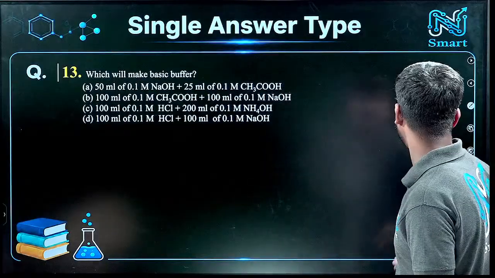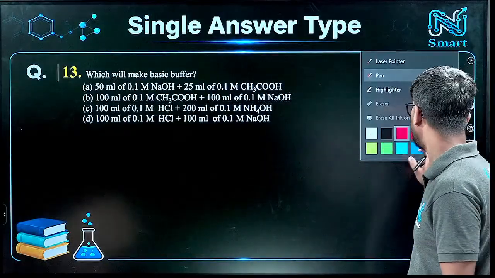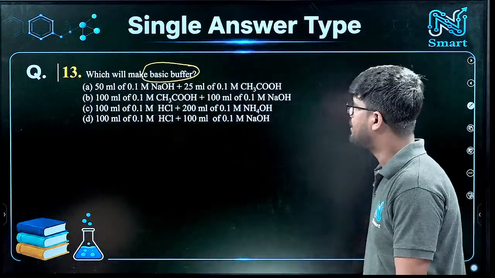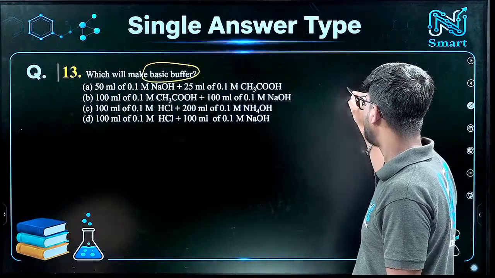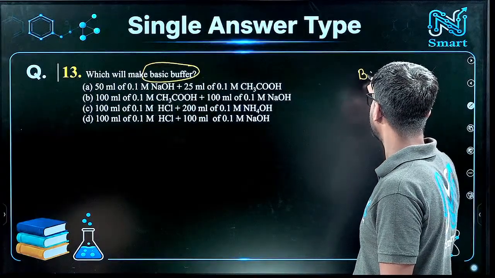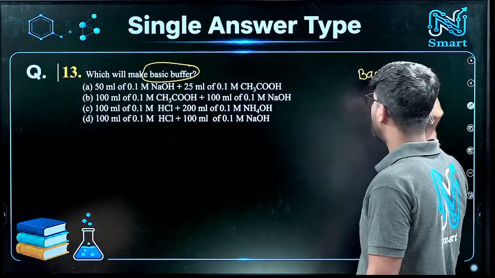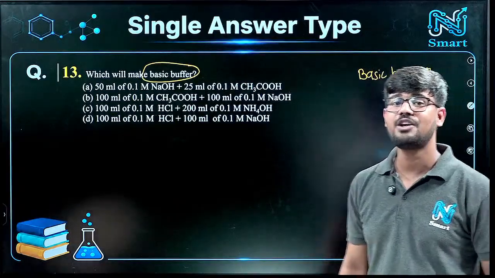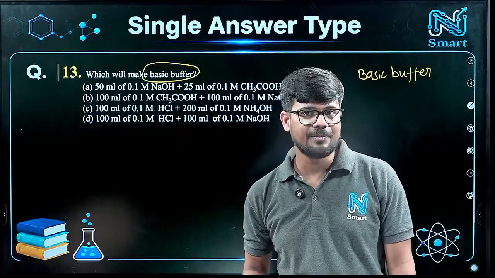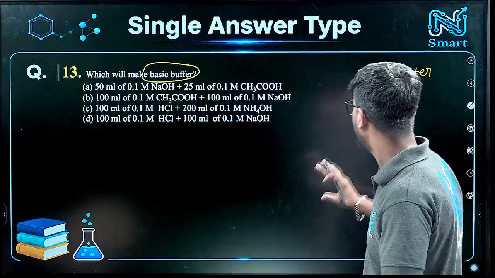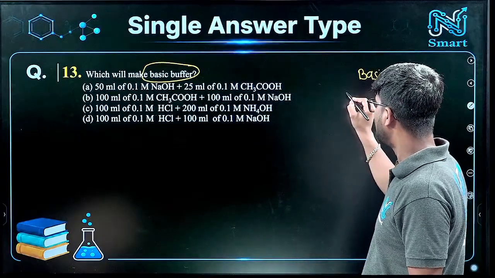Which will make the basic buffer? How we will solve this question? See, basic buffer means, always you have to remember, whenever we say basic buffer, some base will be there. A buffer is anything which will try to resist the change in pH if we add a few extra drops of acid or base.